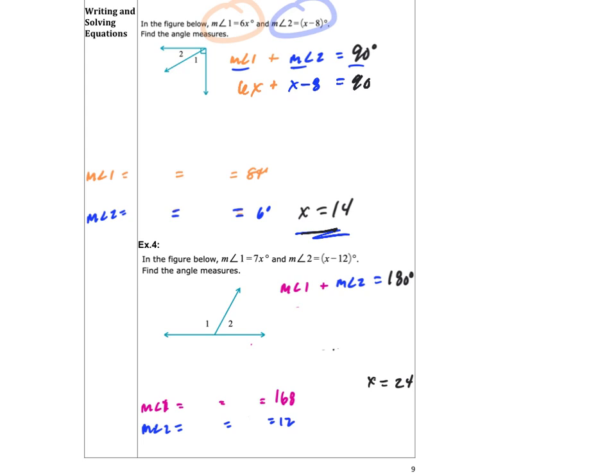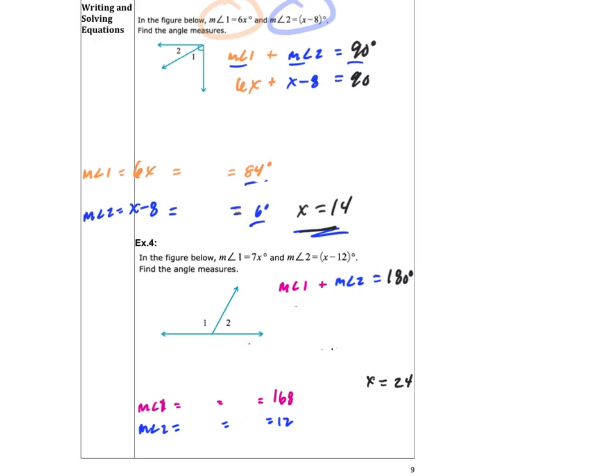Then when you plug that in, because again, we said that angle 1 was 6x and angle 2 was 2x minus 8, as you substituted 14 in there, you would have gotten that the measure of angle 1 was 84 degrees and the measure of angle 2 was 6 degrees. You might write it in just to make sure things make sense: this is 84 degrees and the measure of angle 2 is 6 degrees.